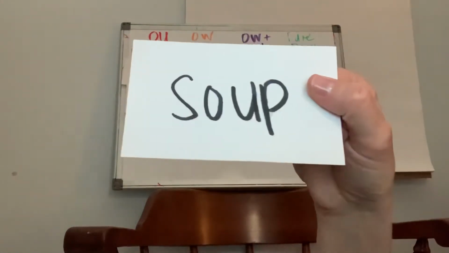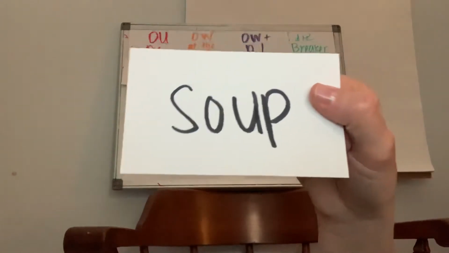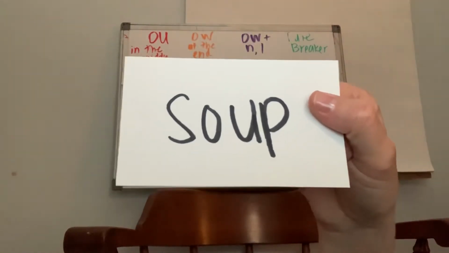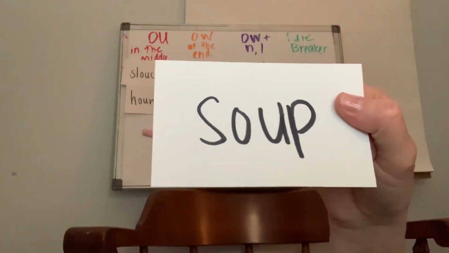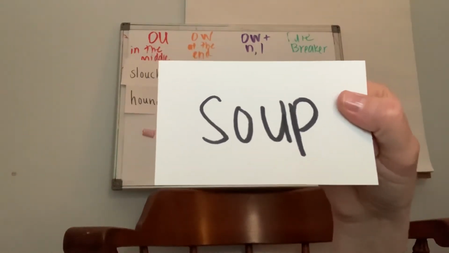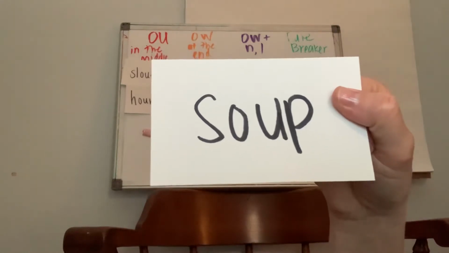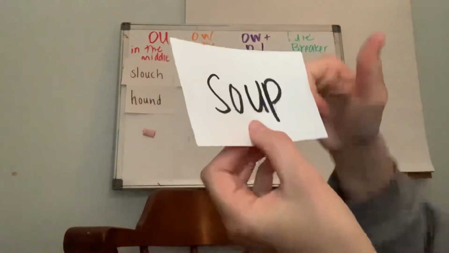Let's look at this word. I see an OU pattern and it's in the middle of a word. So it looks right, but wait a minute. That word is not "sowp", it's soup. Do you hear the ow sound? That means it's a rule breaker.